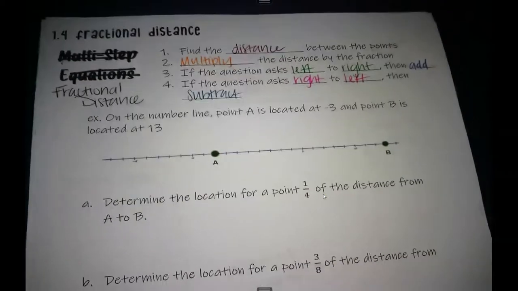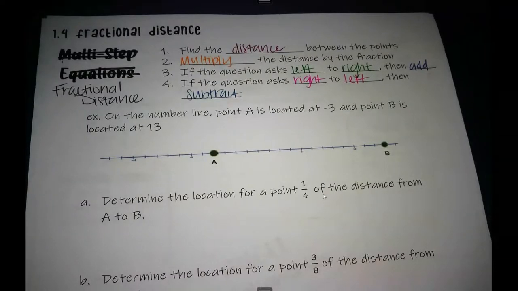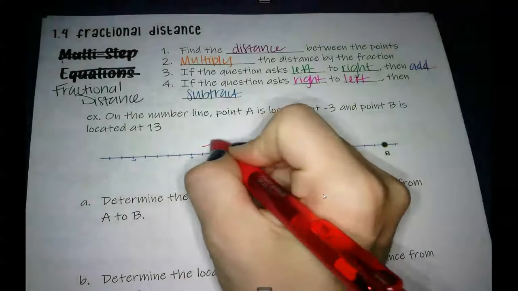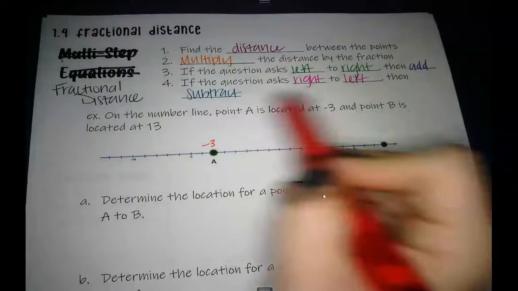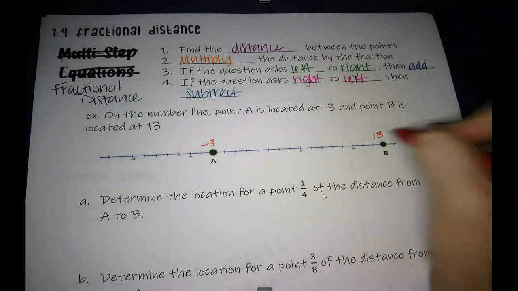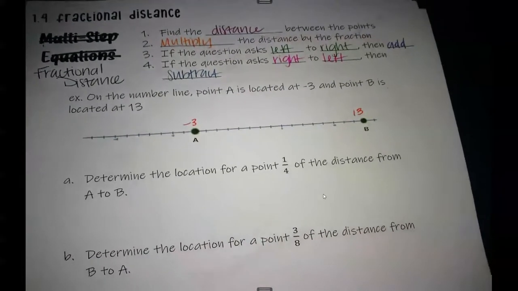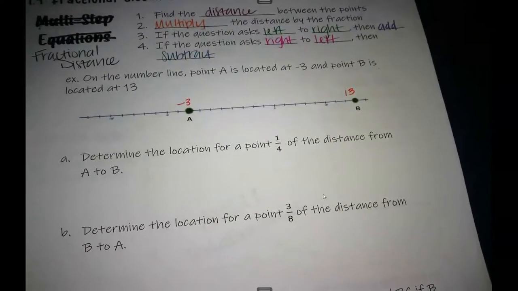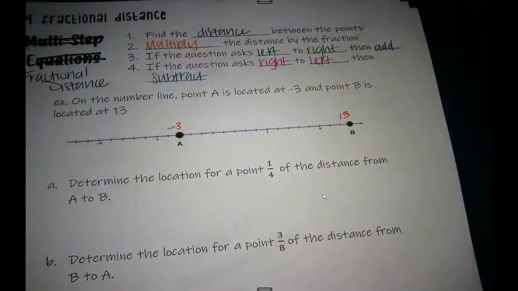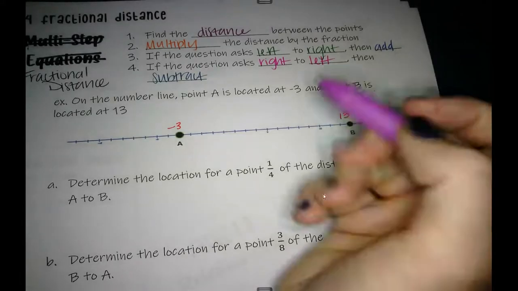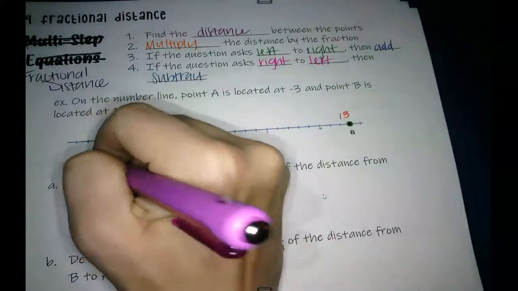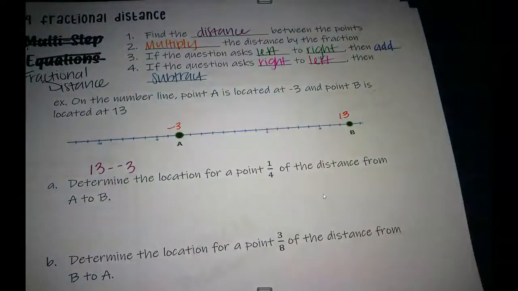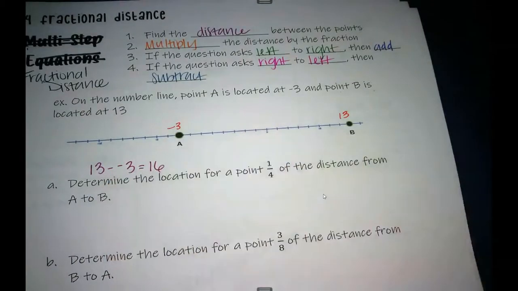All right, let's look at this example. So we got on this number line, it says point A is located at -3 and point B is located at 13. So let's look at what A says. Determine the location for a point 1/4 of the distance from A to B. Okay, first step, find the distance. Remember how to find the distance? We take that bigger number, 13, and subtract that smaller number, so 13 minus -3. So my distance between those 2 points is 16.